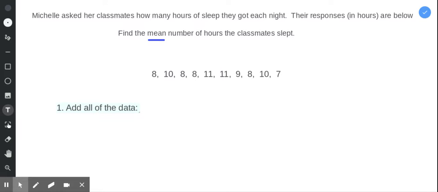Now you're going to find the sum. So I'm going to take 8 plus 10 plus 8 plus 8 plus 11 plus 11 plus 9 plus 8 plus 10 plus 7. And I'm going to add them all up and find out what the sum is. And I encourage you to use a calculator, but you do need to show the sum so that I know what you've done in your work. When I add all these up in my calculator, I get 90.